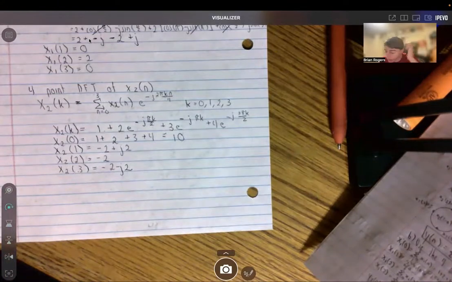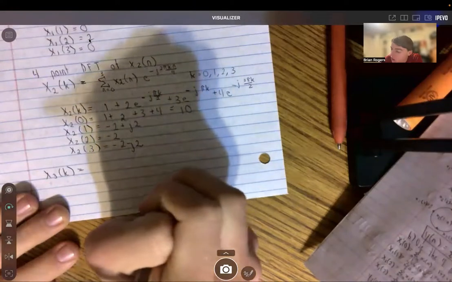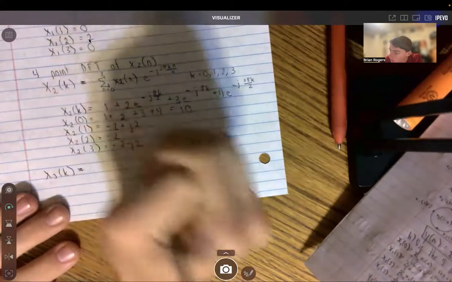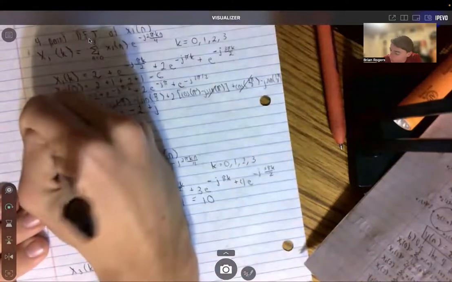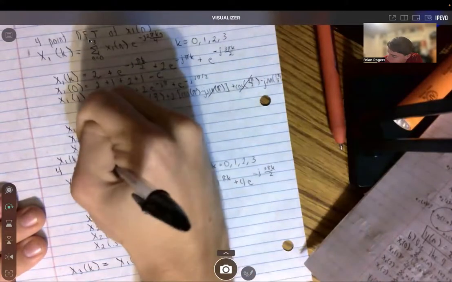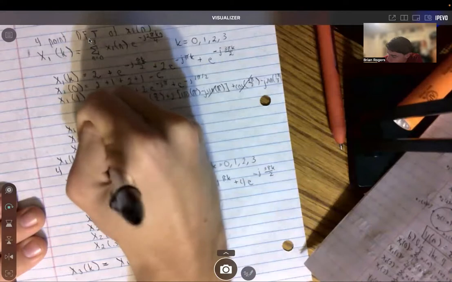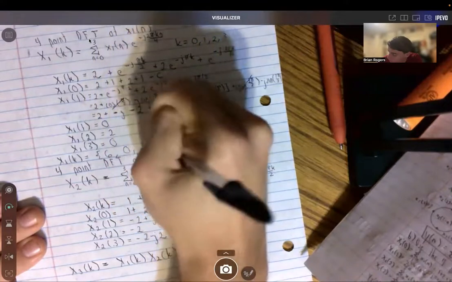And so now we have our x1 of k vector and our x2 of k vector. And so what we need to do is our x3 of k is going to equal the multiplication of the 2-point DFTs. So it's going to equal our x1 of k times our x2 of k. And remember, from up here, our x1 of k we determined was going to equal, and the vector was going to be 6 at time step 0, then at time step 1, 0, time step 2, 2, time step 3, 0.